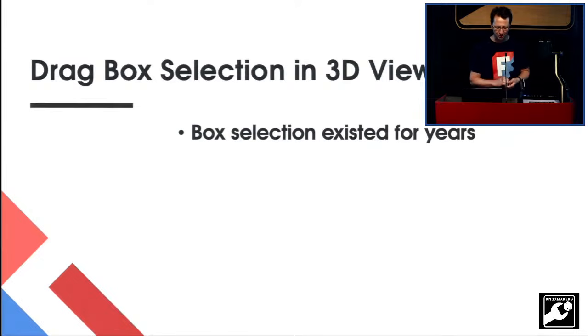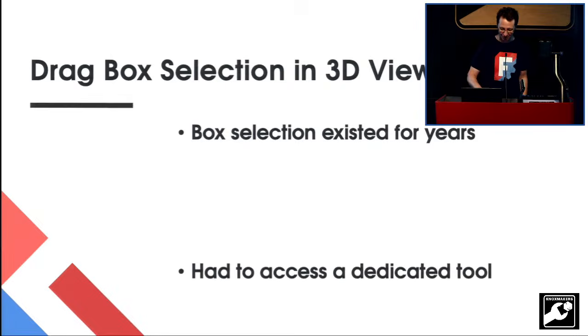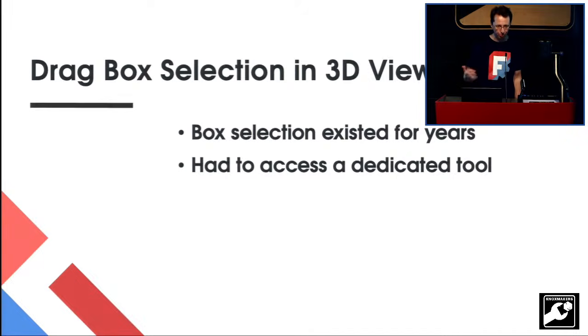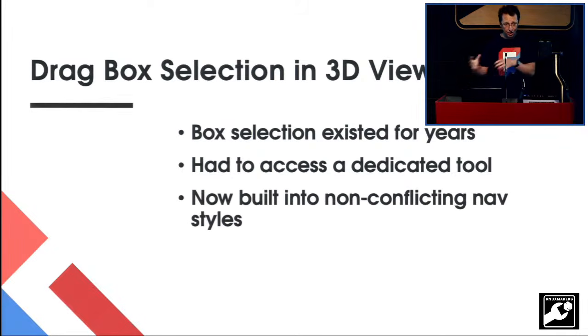And yes, we did always have this in the sense that there has always been box selection, but it's always been a dedicated tool. You had to go out and select the box select tool, or know the keyboard shortcut to it, and do box select. And that's a little bit abnormal. So what this is doing basically is, if it doesn't conflict with the keys that you're already using to do your rotations and zooming and all of that.